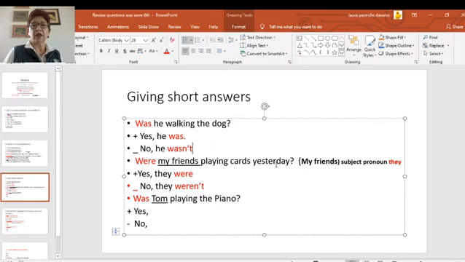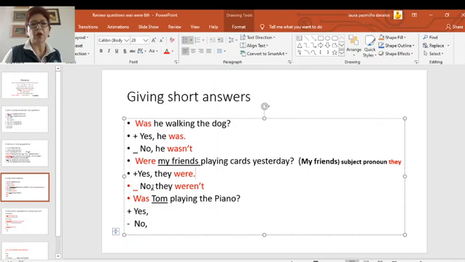Were my friends playing cards yesterday? Look at the noun, my friends. This is a question. Instead of my friends, aquí es diferente. Aquí ya tenemos un subject pronoun. Aquí le vamos a cambiar. En la respuesta sí le cambiamos. So instead of my friends, which subject pronoun takes the place? They. Entonces respondemos. No ponemos yes, my friends were. No, aquí cambiamos a un subject pronoun. El noun le cambiamos a un subject pronoun. Yes, instead of my friends, they were. Short answer. Cortita, short. Or negative, no, they weren't.